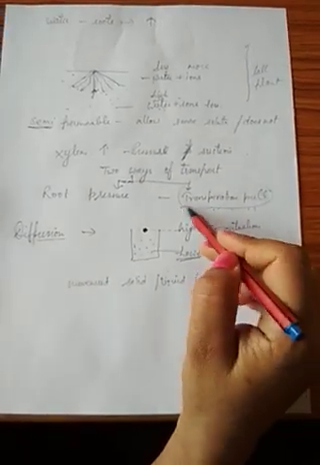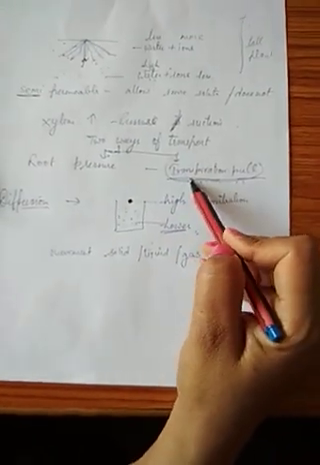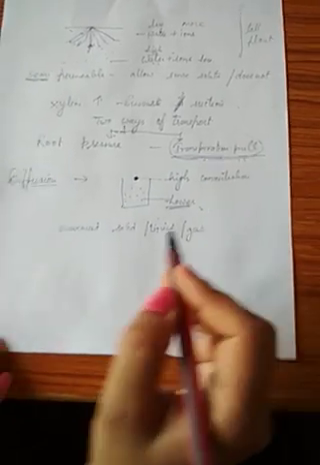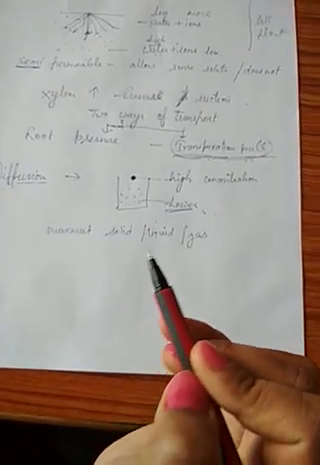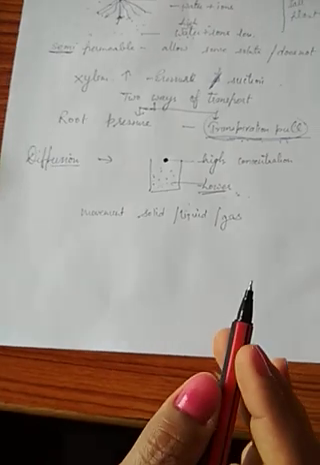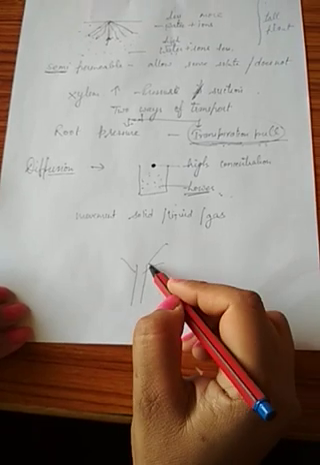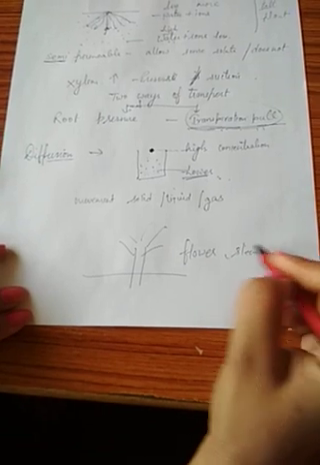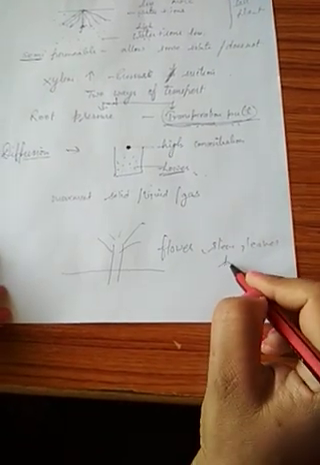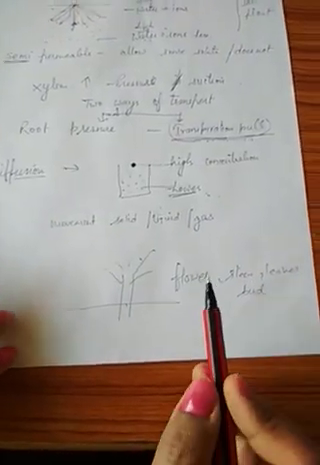Before discussing transpiration pull, first you should know what transpiration is. Transpiration is when water is removed in the form of water vapor from all the aerial parts of the plant. Aerial parts means the parts which are present above the soil, maybe the flower, the stem, the leaves, the buds, whatever is present on the shoot. When water is lost from there in the form of water vapor, that process is called transpiration.